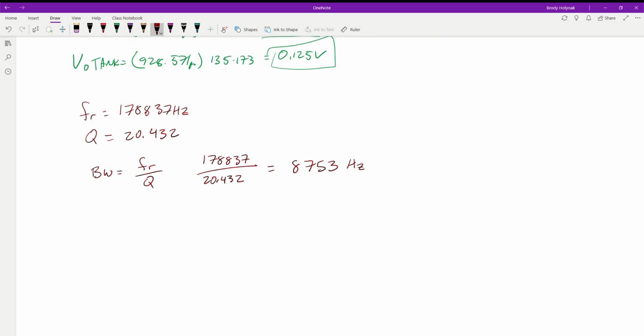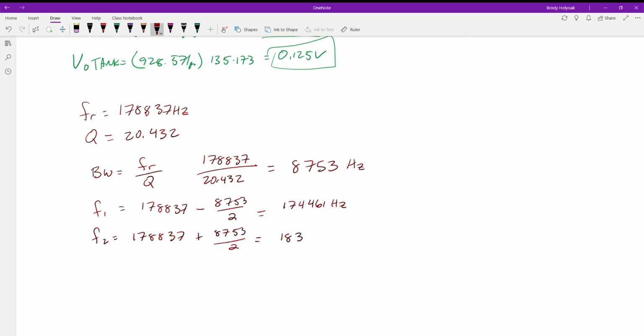So F1, or FC1, whichever way you want to put it, is 178,837 hertz minus the 8753 divided by 2. That's going to give us 174,461 hertz for this frequency. And our F2 is going to be 178,837 plus half of the bandwidth, and that gives us 183,214 hertz.